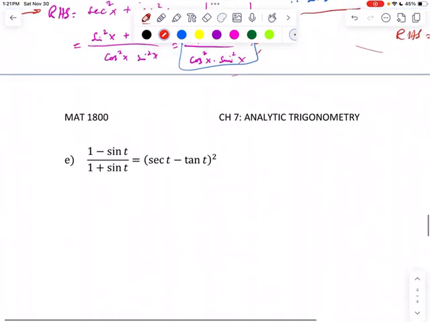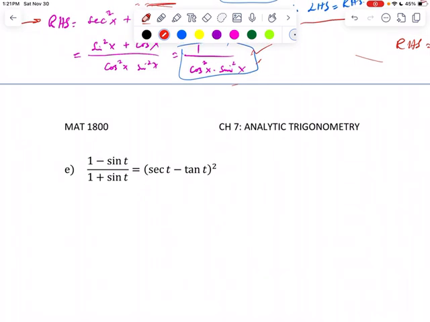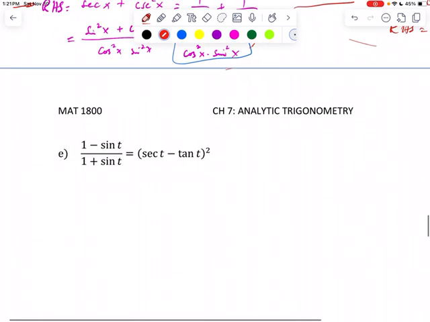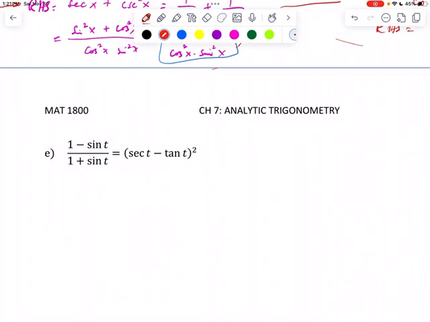Looking at the next one. Now again, this can be done in a couple of ways. So which one is looking harder? I think the right side might look hard, because the left side is like something missing, it's not giving us a hint what to do, but the right hand side is telling us to just find secant of t minus tangent of t whole square, which means take 2 copies of this expression and then multiply them out.